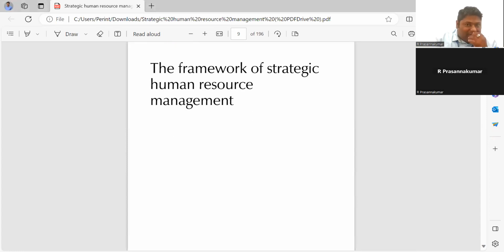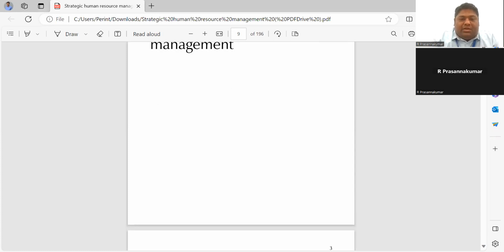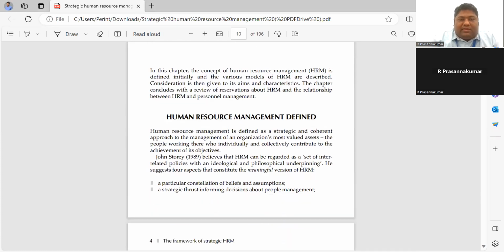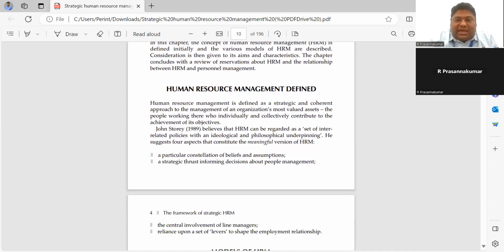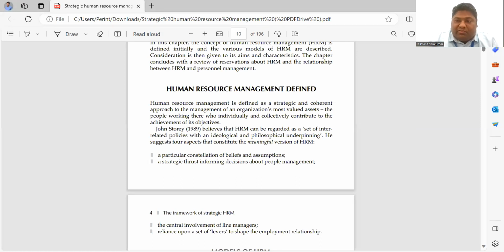The first topic is the framework for strategic human resource management. Strategic human resource management is a chapter where human resources is defined as a strategic and prudent approach to the management of an organization's most valued asset, the people working there who individually and collectively contribute to the achievement of the objectives. In organizations, we can see that many objectives are there, but these objectives have to be achieved by the organization. For that, the organization takes various steps. It may be strategic management or human resource management. All these strategic management resources are taken into various factors also.